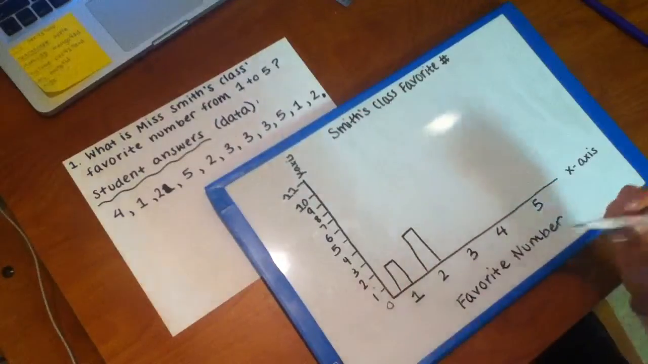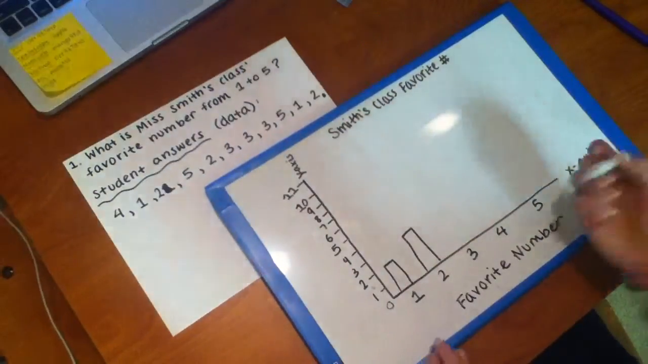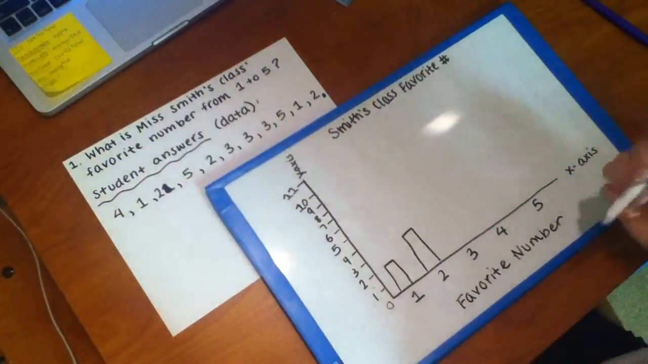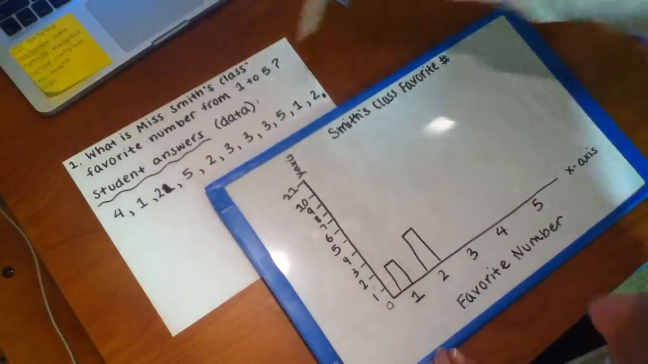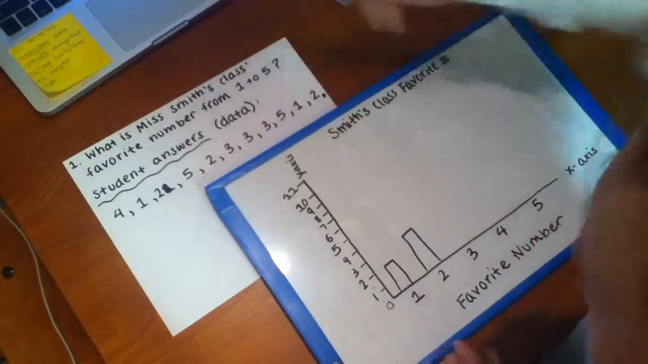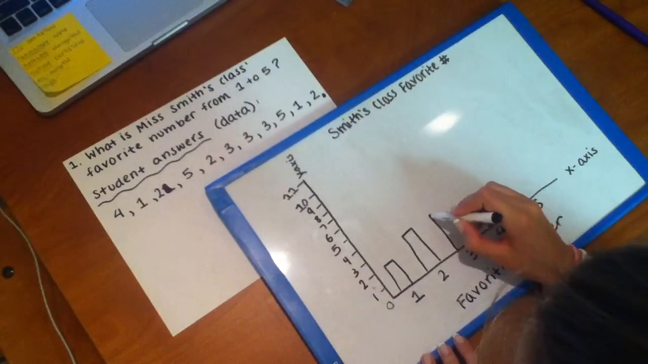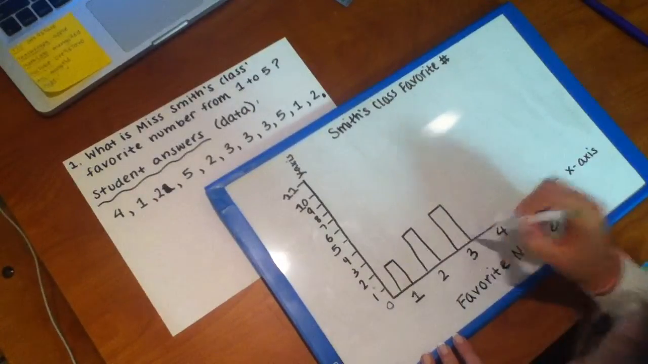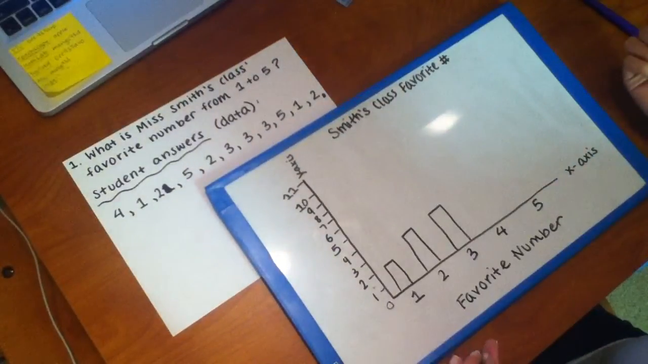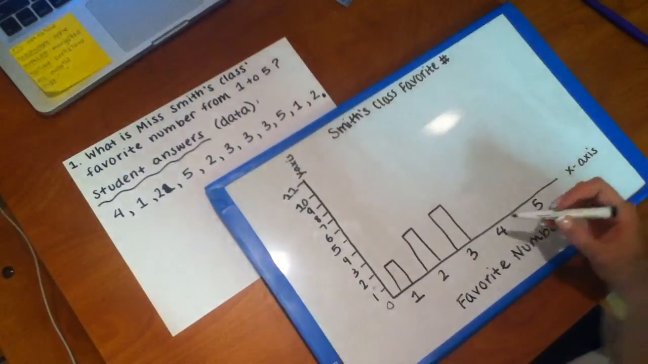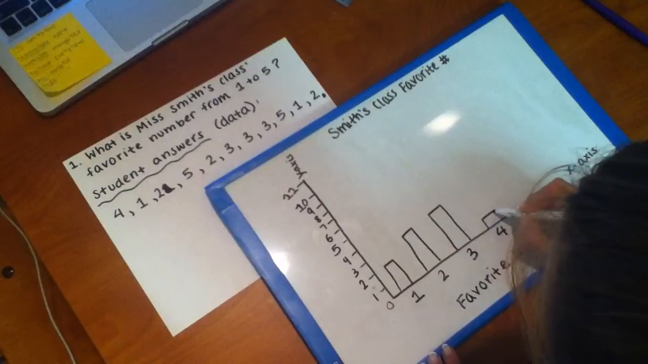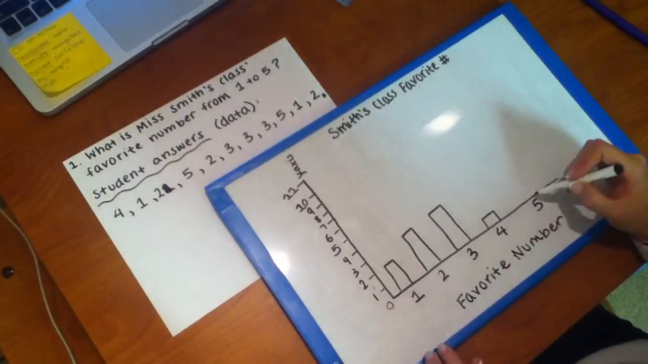I'm sorry, these bars aren't exactly straight. This is hand drawn, so it might be a little crooked. And how many students like number 3? Well, we have 1, 2, 3. So let's go up to number 3. How many students like number 4? Only 1 student liked number 4, so we just go right up to where 1 is. And you can just kind of guesstimate where.